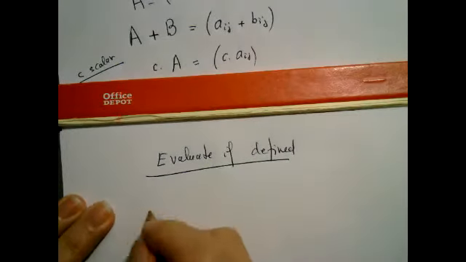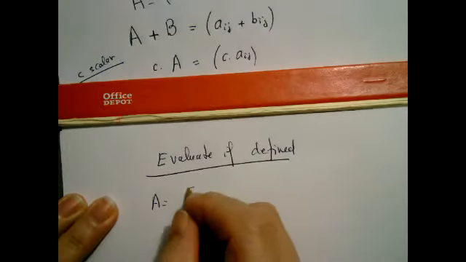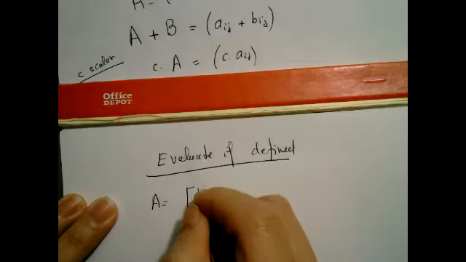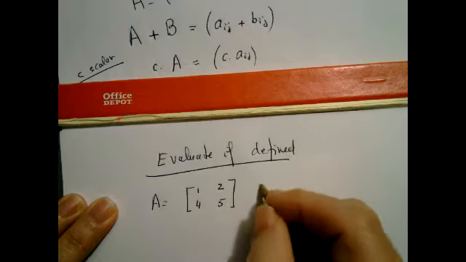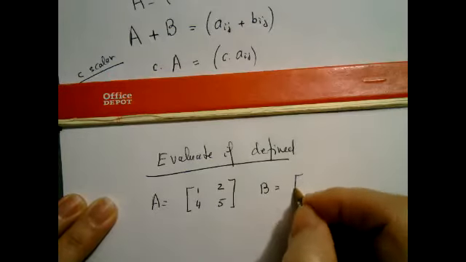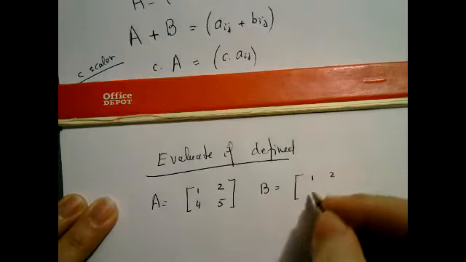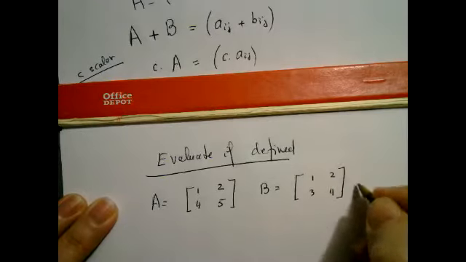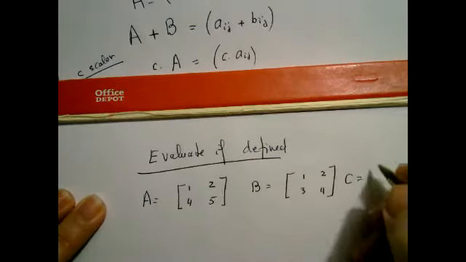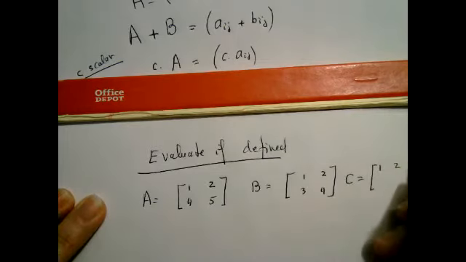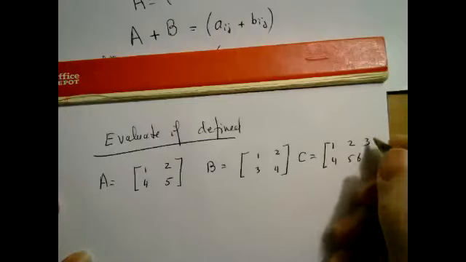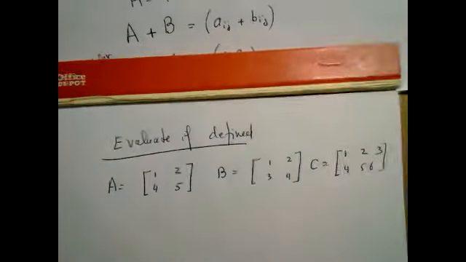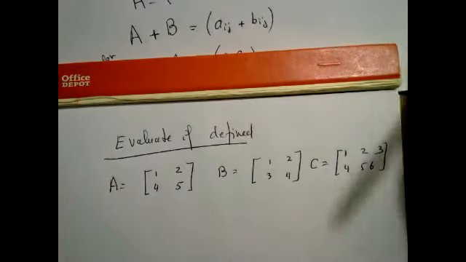So let us say, I will choose easy numbers. A is 1, 2, 4, 5, B to be, let us say, 1, 2, 3, 4, and C is 1, 2, 3, 4, 5, 6. And the question is to evaluate if defined.